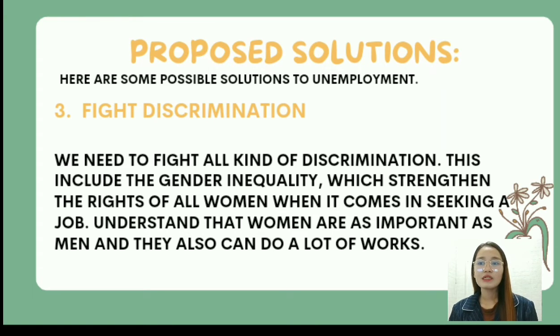Naisip po namin na solusyon dito sa unemployment is to fight discrimination because mas maraming unemployed na kababaihan kumpara sa unemployed na kalalakihan. Kasi iniisip nila na baka mas mabagal ang gawain ng babae kumpara sa magagawa ng lalaki. Dito sa gender inequality, para malaman po kung ano yung kaya ng lalaki, kaya rin gawin ng mga babae.